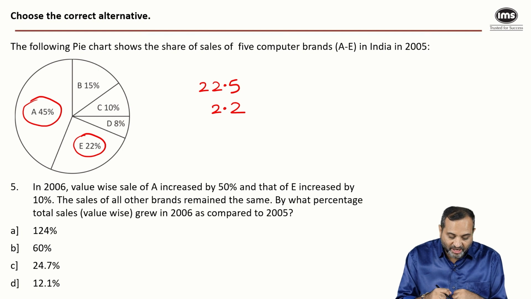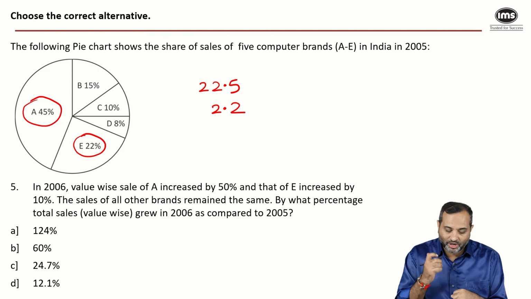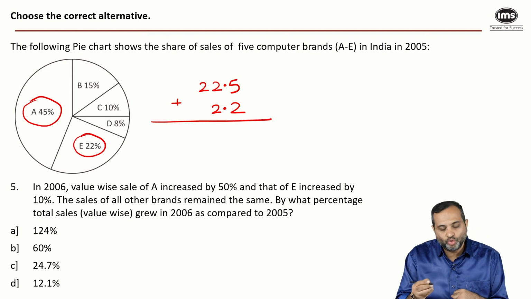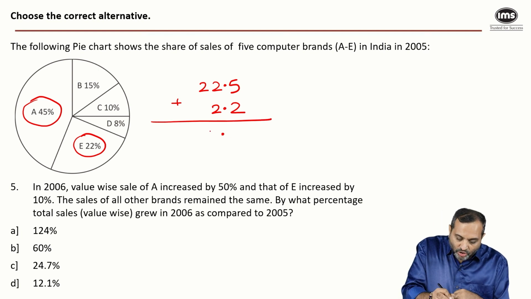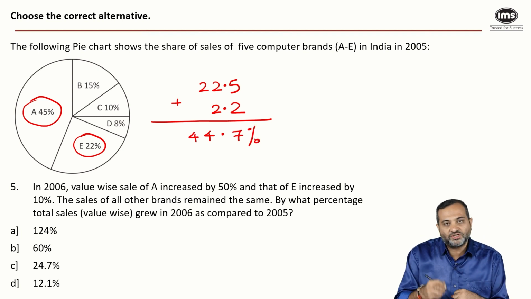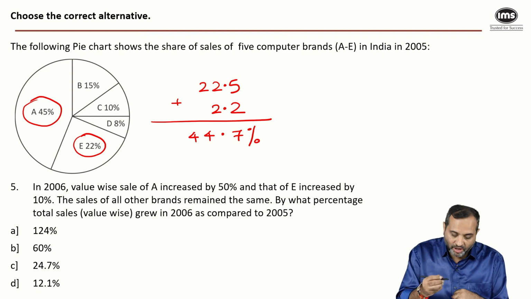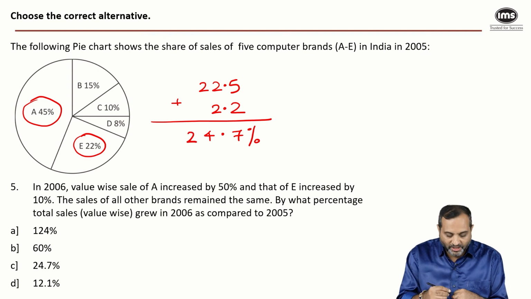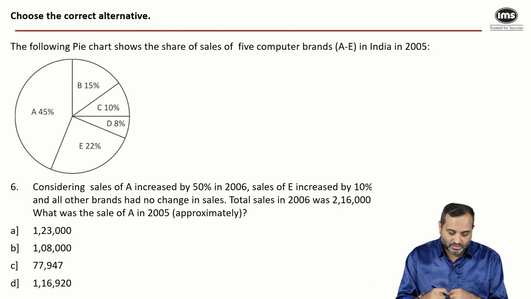By what percentage did the total sales grow? So can I say the total sales grew by 22.5 plus 2.2? How much is that? You can easily see this is 44.7 percentage. So the total sale grew by 44.7. Oh, I'm sorry. It's not 44. It is 24. 22 plus 2 is 24. So it is 24.7 percentage. Hence, option C is my answer. Let's look at the next question.